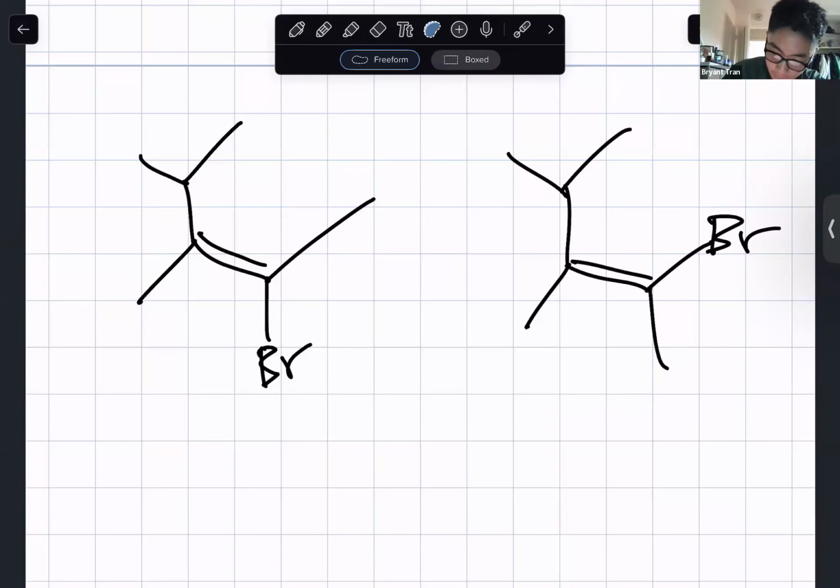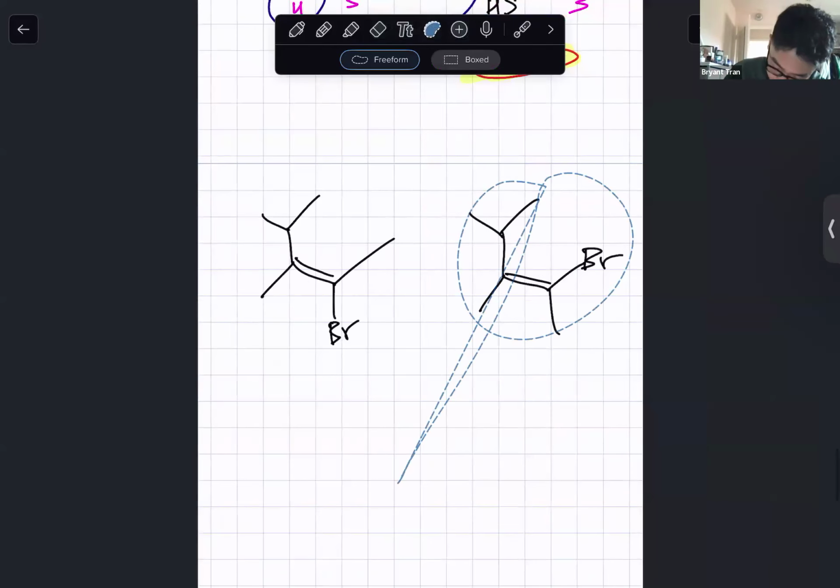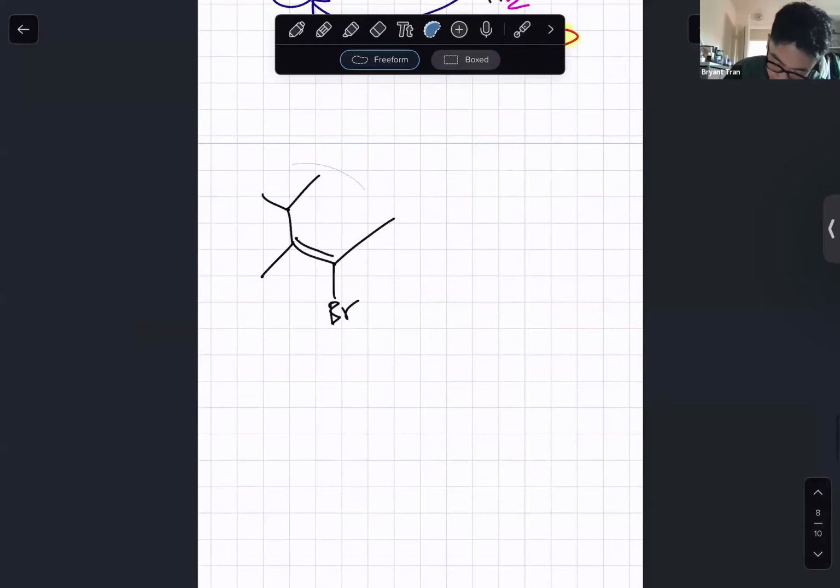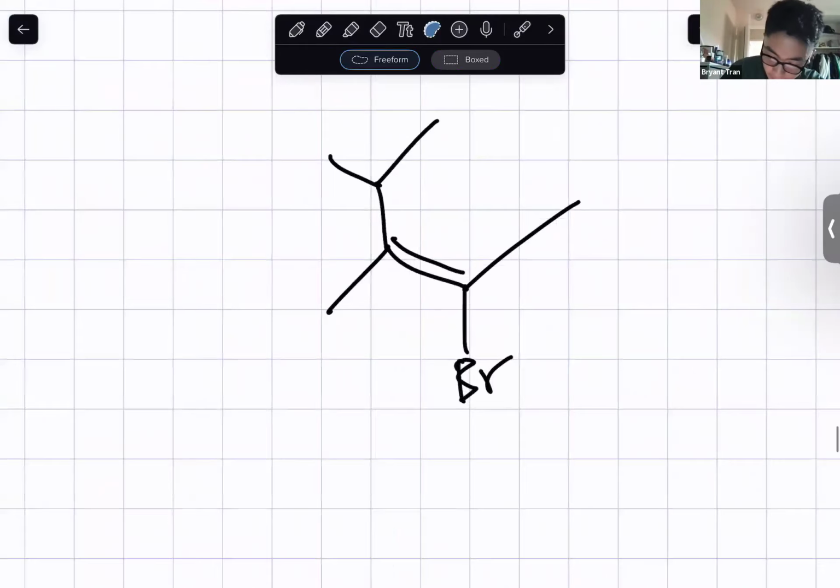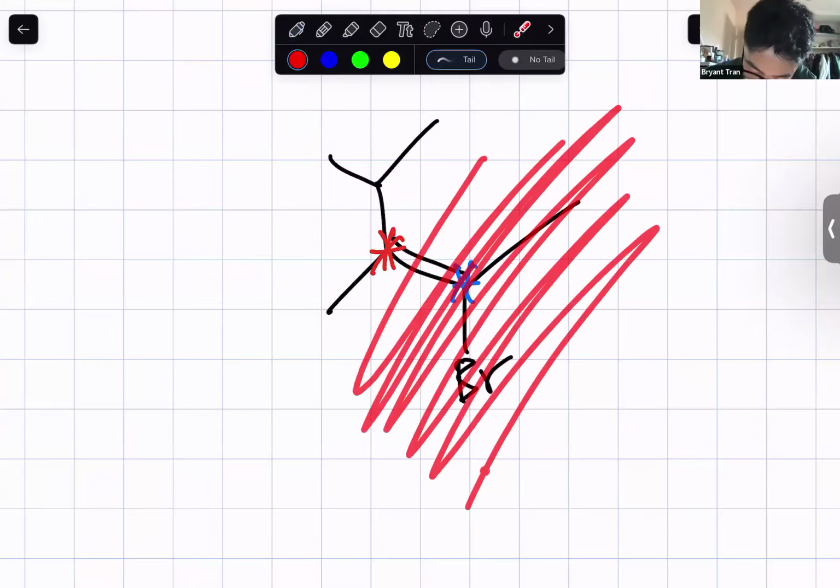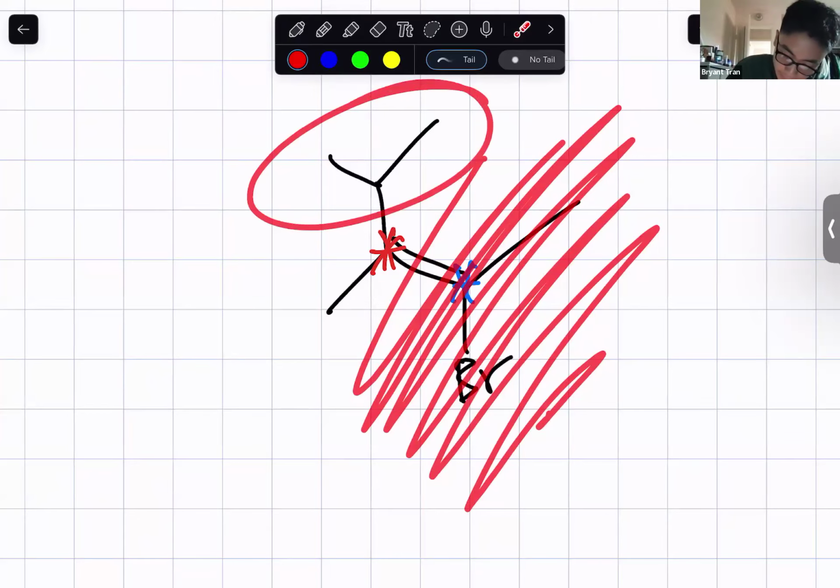Okay. Let's focus on the top, this alkene here first. So an alkene is a carbon double bond carbon. There's 2 carbons in the alkene, right? The red carbon and the blue carbon. Now, ignore everything on the blue carbon and take a look at the 2 groups on the red carbon.